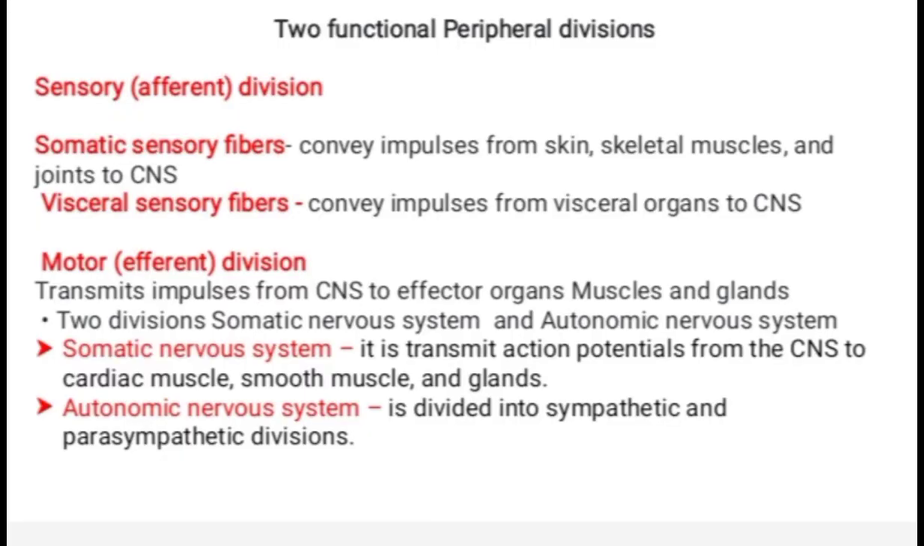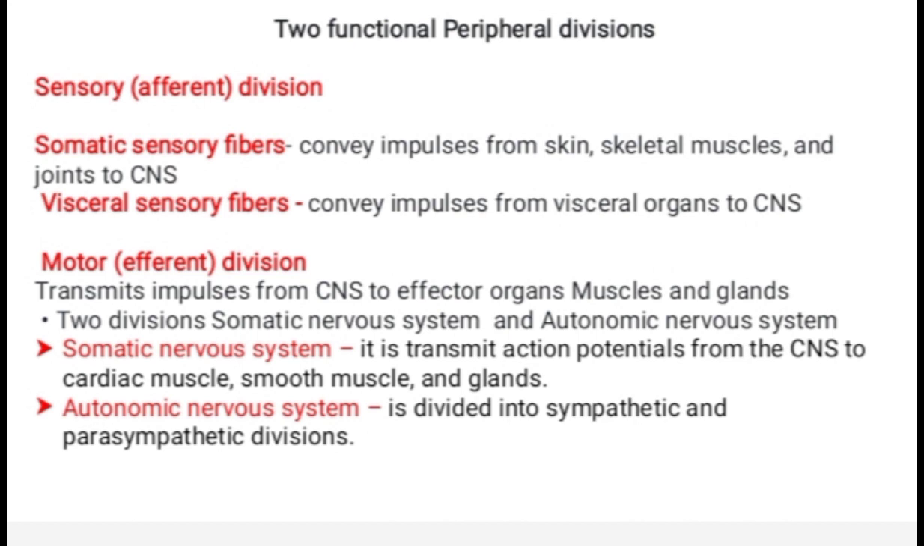So there are two functional peripheral divisions: the sensory division and the motor division. In the sensory division, there are two parts. Somatic sensory fibers convey and process information from skin, skeletal muscles, and joints to the CNS. And the last is visceral sensory fibers, which convey and process information from visceral organs to the CNS.